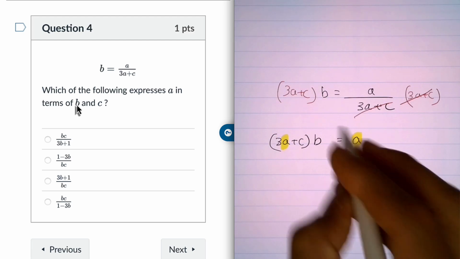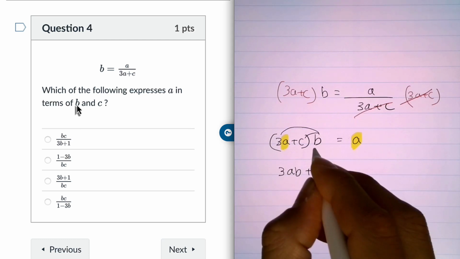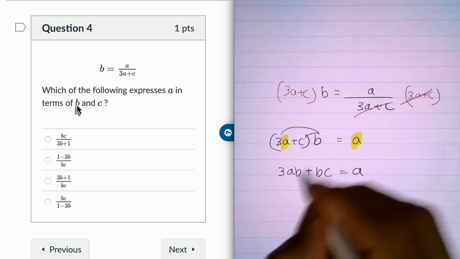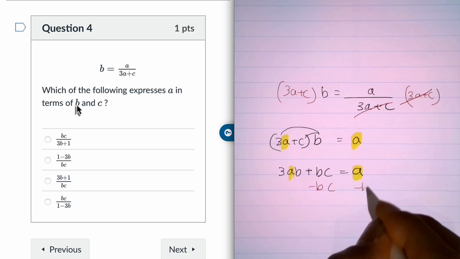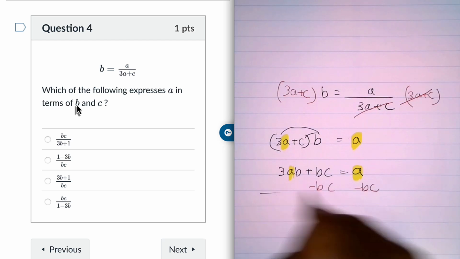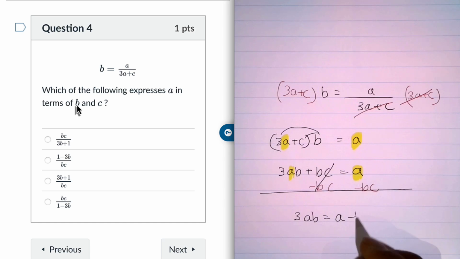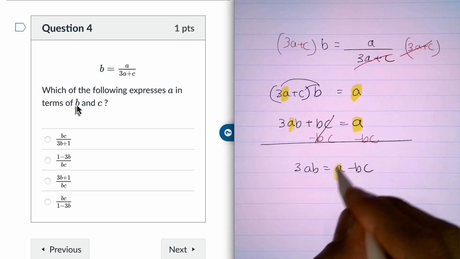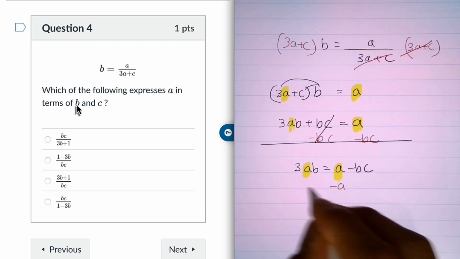Okay, so here's how we do it. You distribute that, 3ab, and distribute that, bc, equals a. I'm going to still highlight where the a's are, and let's subtract bc on both sides. You get 3ab is equal to a minus bc. I still have a's here, so how do I put them together? Let's subtract a.